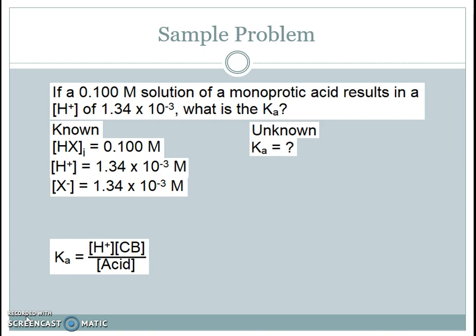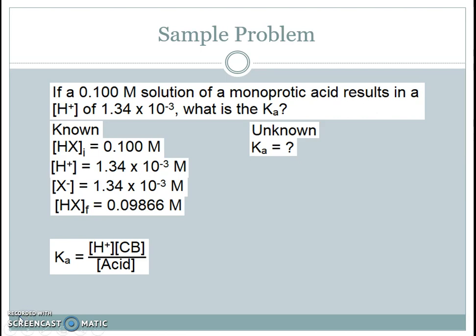And then to figure out our acid, again, since it's monoprotic, for every one hydrogen that is being ionized, there's going to be one molecule of our acid that is going to be ionized, so we can subtract the amount of hydrogen ions that are being formed from the amount of acid we had to begin, and we find that there's 0.0986 molar concentration once it gets to equilibrium.